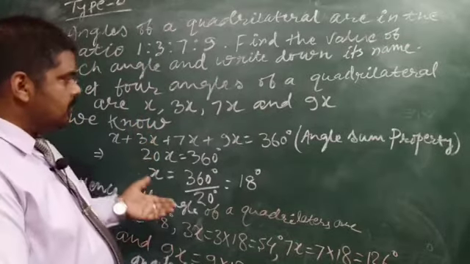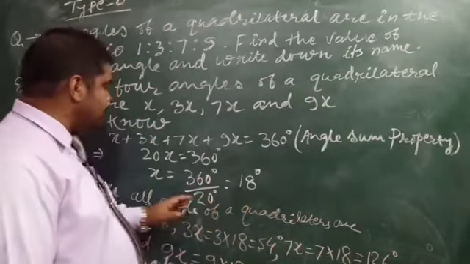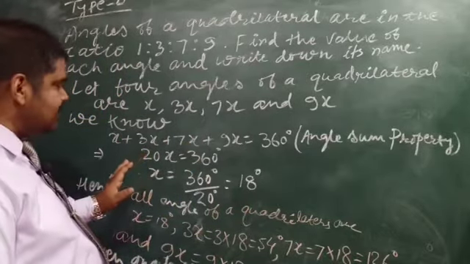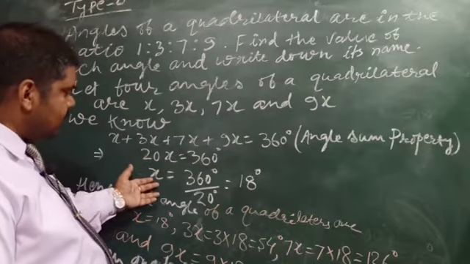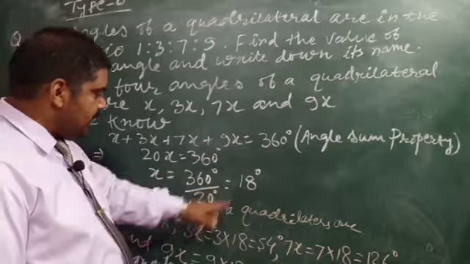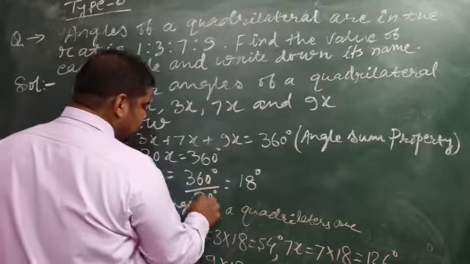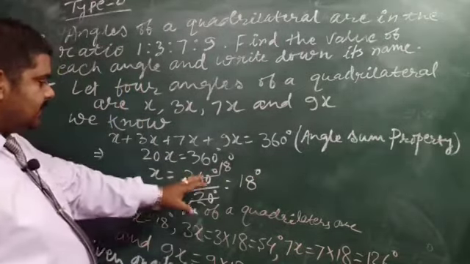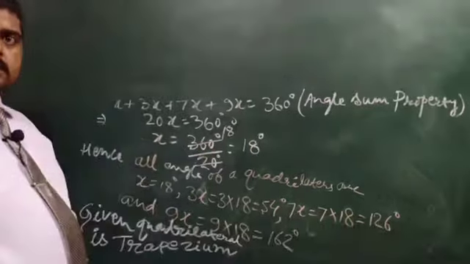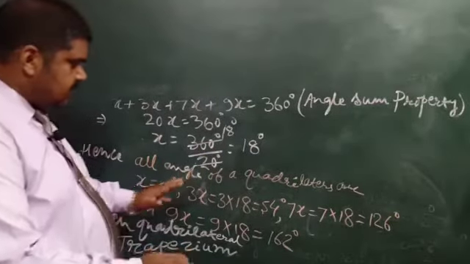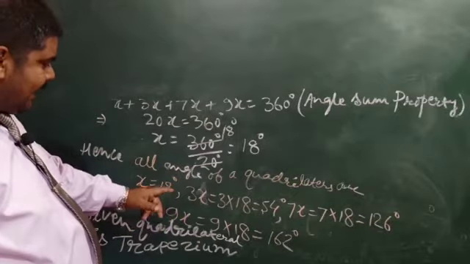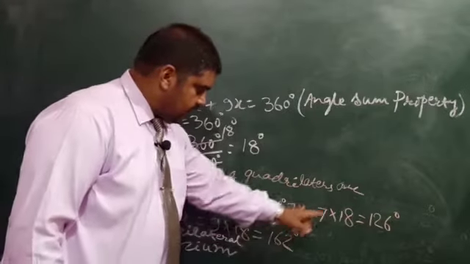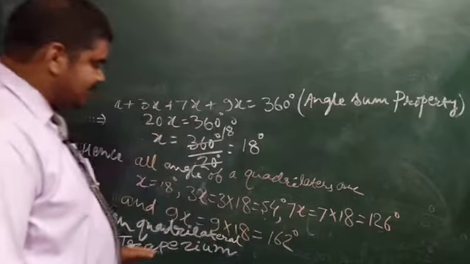After that, by the angle sum property, you know very well that x plus 3x plus 7x plus 9x is equal to 360 degree. By doing the calculation, you get x is equal to 18 degree, because 360 upon 20, you may just cross it, and the result is 18 degree. Now put this value to find all the angles of this quadrilateral. So the four angles are 18 degree, 54 degree, 126 degree, and 162 degree.